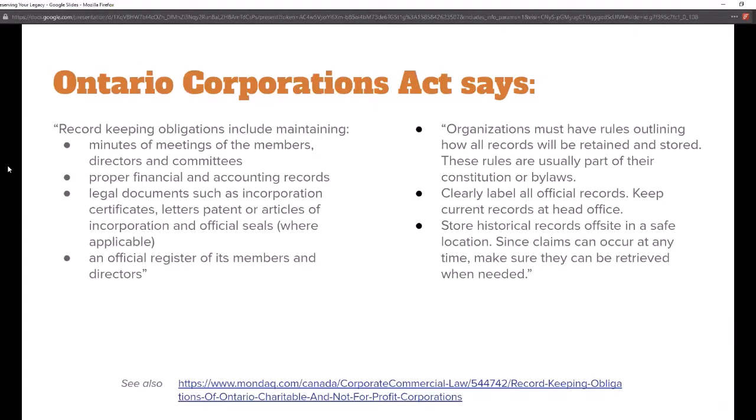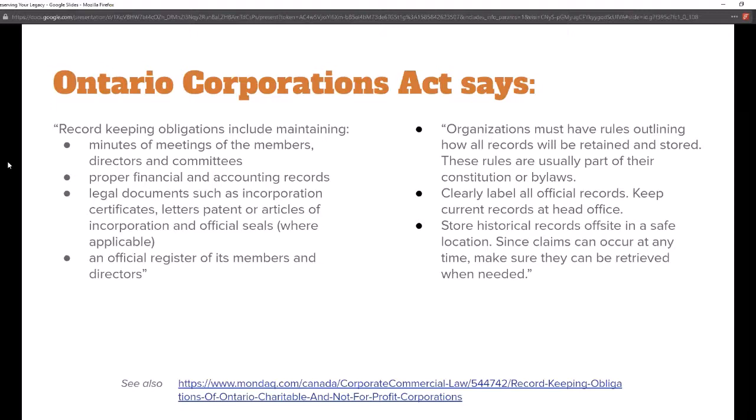In Ontario, if you are an incorporated nonprofit or charity, they have all sorts of fun instructions. So, of course, keeping meeting minutes, financial records, your incorporation papers, and an official register of your members and directors is really important. And then they also have very important suggestions. Your organization has to have rules outlining how your records are retained and stored. You have to have a guide or a document, some sort of policy in place about your records. You have to have a clear labeling system. It recommends that you keep your records at head office and you keep your historical records offsite.